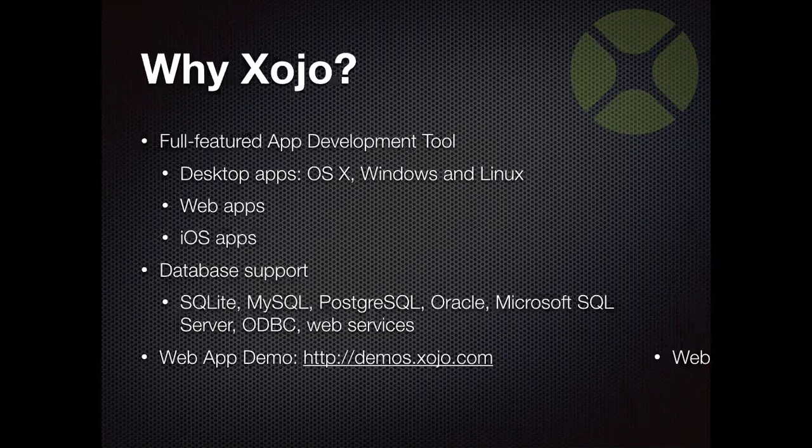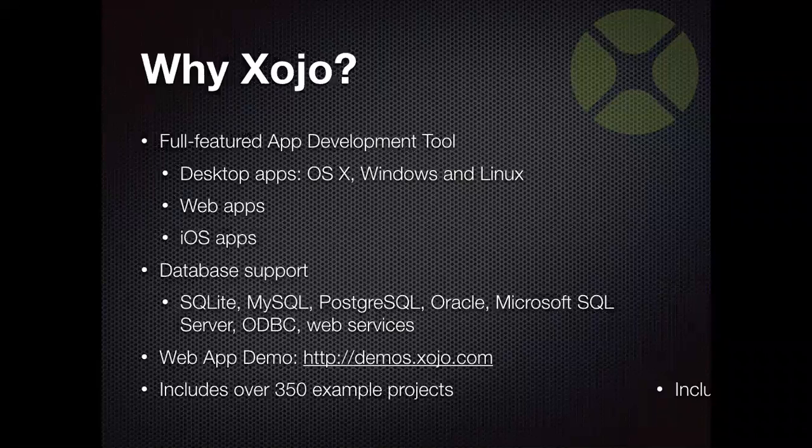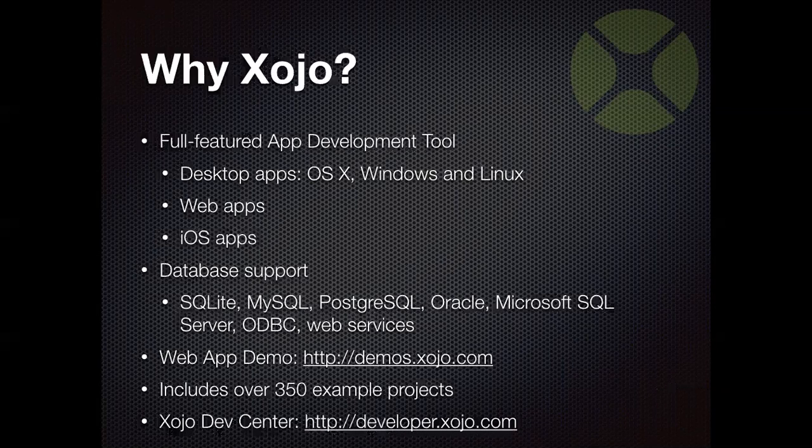There is a demo online of a web app that is using a SQLite database. It's kind of a customer order system. We call it Eddie's Electronics, and you can view it at demos.xojo.com if you want to see what a web app made with Xojo that uses SQLite looks like. Xojo itself includes over 350 example projects that cover a lot of different things: obviously desktop, web, and iOS projects, and various specific features within those categories. So there are lots of things in there to review. To learn more about Xojo, you can also go to the Xojo Dev Center, where all the documentation is hosted. You can find getting started documents, reference guides, and a whole lot more.